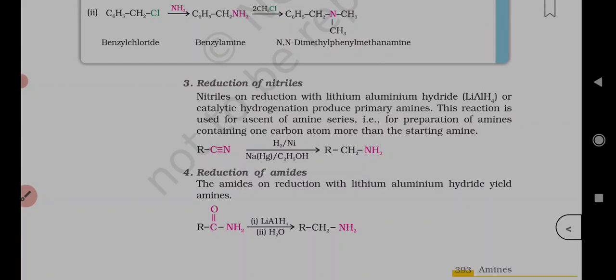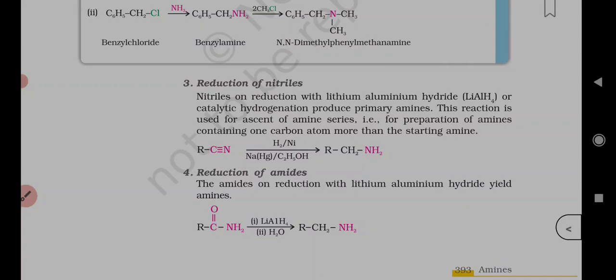So let's talk about the fifth one, Gabriel phthalimide synthesis. Gabriel phthalimide synthesis is used for the preparation of primary amines. You can prepare primary amines by Gabriel phthalimide synthesis, and by reduction of nitriles also you can get primary amines. Phthalimide on treatment with ethanolic potassium hydroxide forms potassium salt of phthalimide, which on heating with alkyl halide followed by alkaline hydrolysis produces the corresponding primary amine.